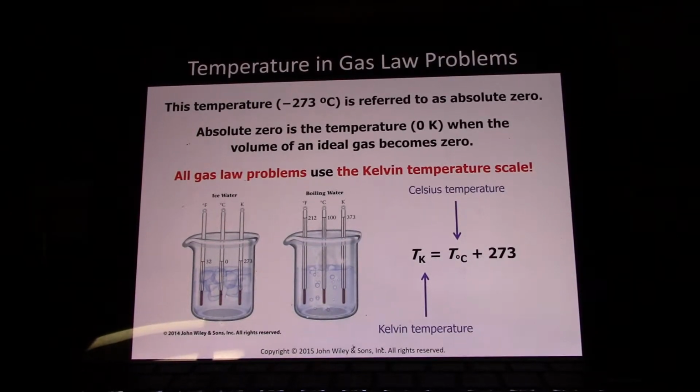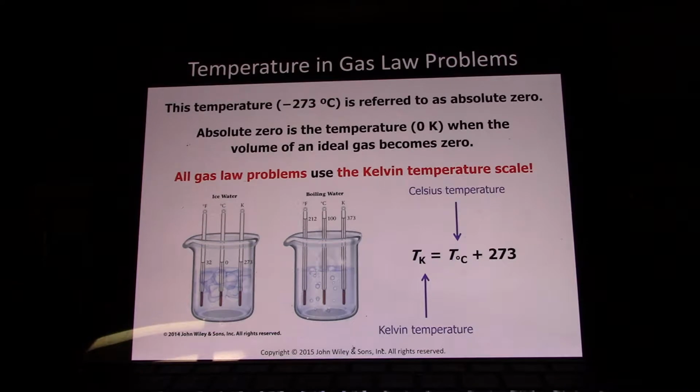So this temperature, in this class we just make it negative 273 Celsius, is referred to as absolute zero. Absolute zero is the temperature when the volume of an ideal gas becomes zero. And that is the smallest temperature possible. You cannot have less energy than zero energy. There is no such thing as negative Kelvin. 0 Kelvin is the end of the temperature scale. That means zero energy, and you cannot have any less energy than zero energy.